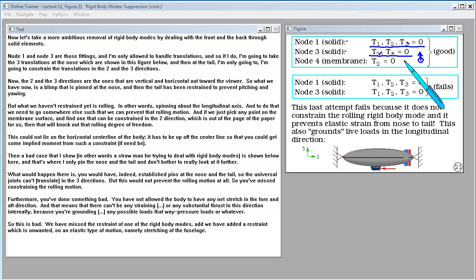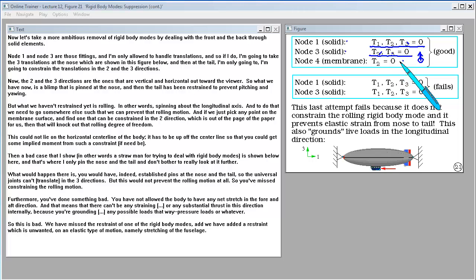So what we have now is a blimp that is pinned at the nose, and then the tail has been restrained to prevent pitching and yawing. But what we haven't restrained yet is rolling. In other words, spinning about the longitudinal axis. And to do that, we need to go somewhere else such that we can prevent that rolling motion.